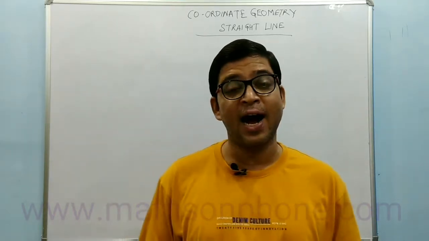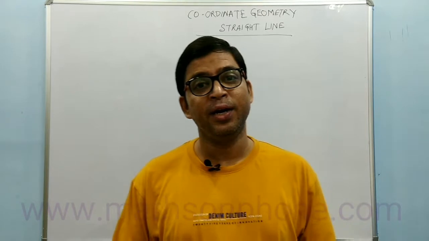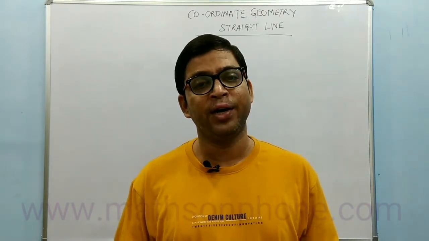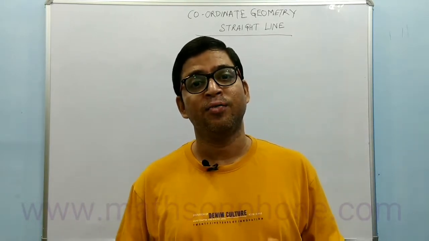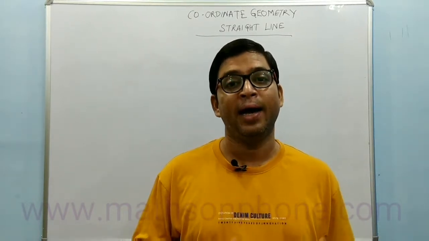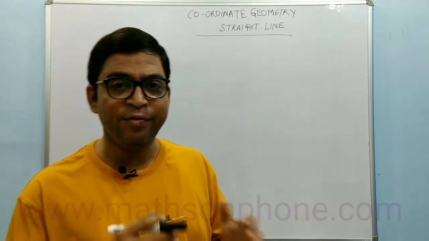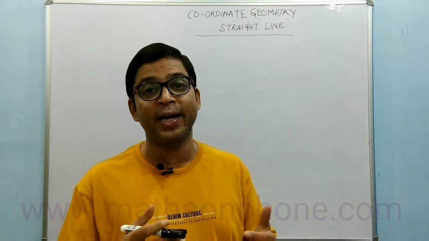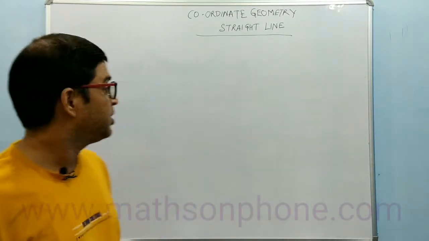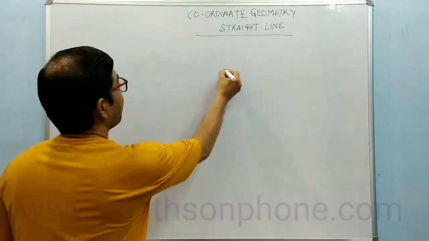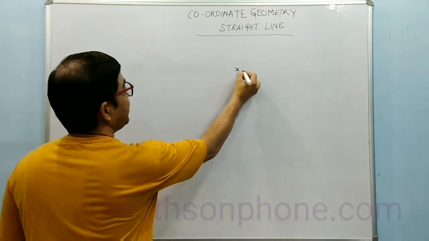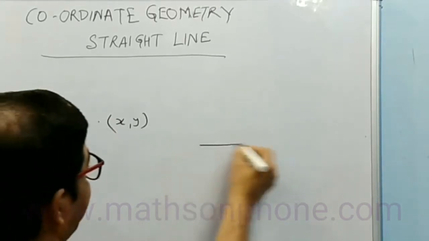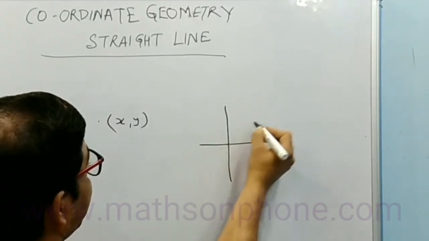Coordinate geometry is that branch of mathematics in which we study mathematical figures, geometrical figures with the help of algebra, x, y and z. So we will be dealing with the complete geometrical figures in terms of x, y and z only. See, firstly we will see a point in coordinate geometry is represented as x comma y. How it is plotted, that is very much clear to you.